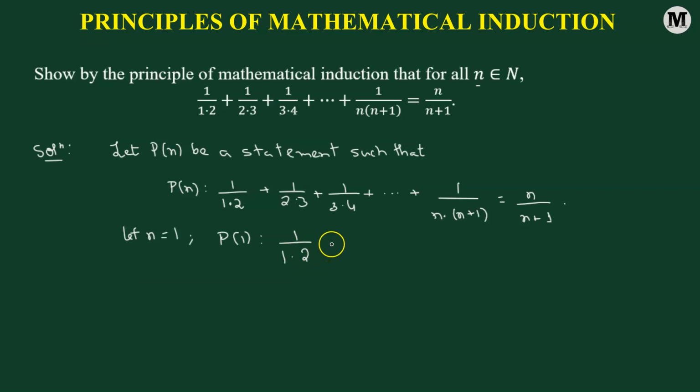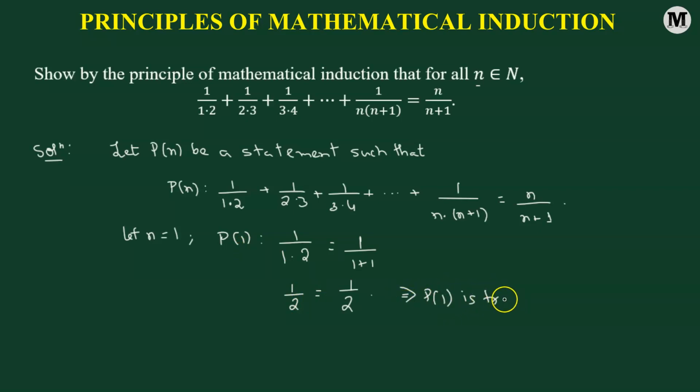So 1 over 1 times 2 will be equal to, on the right hand side, n divided by n plus 1. Now 1 over 1 times 2 is 1 half. And on the right hand side, we're getting 1 half as well. So that means the statement is true for n equals 1. Or in other words, this implies that P(1) is true.